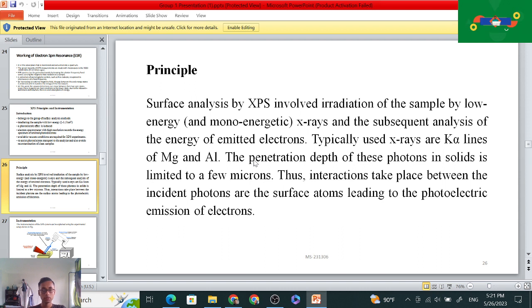And in principles, what we have is that surface analysis by the XPS involves the irradiation of the sample by low energy and the monoenergetic X-rays and the subsequent analysis of the energy of emitted electrons, and typically use the X-rays are K alpha lines of magnesium and aluminum, and the penetration depth of these photons in the solid is limited to a few microns, and these interactions take place between the incident photons at the surface atoms, leading to the photoelectric emissions of the electrons.